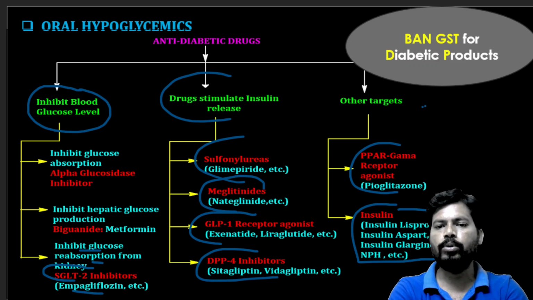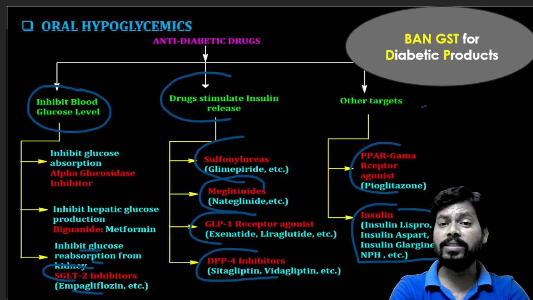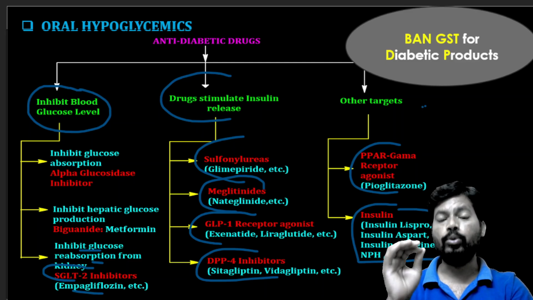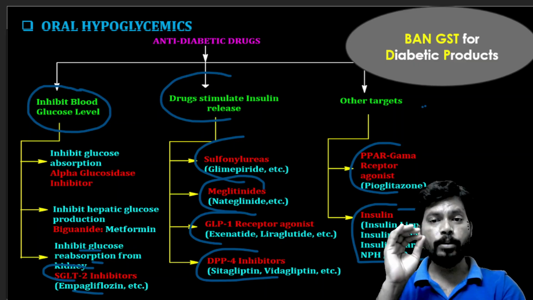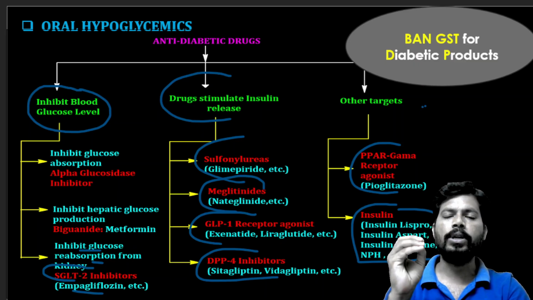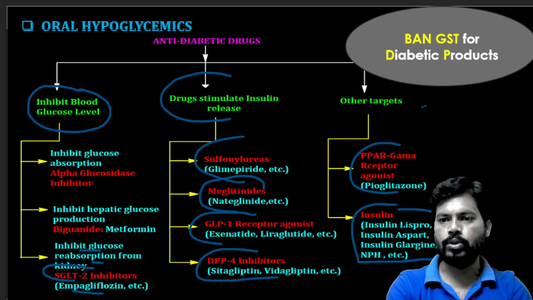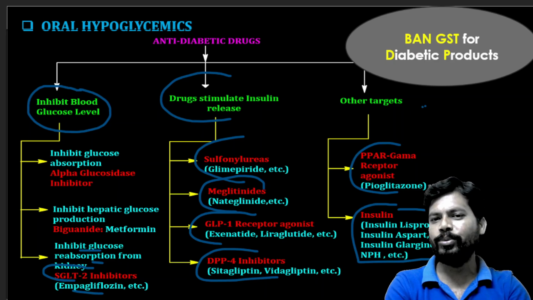So this is simply about the classification of anti-diabetic drugs including type 1 as well as type 2. Type 1 anti-diabetics are insulin preparations given through the parenteral, subcutaneous route, and type 2 anti-diabetics are oral hypoglycemics given by the oral route. So this is simply the classification of anti-diabetic drugs with tricks and mnemonics.